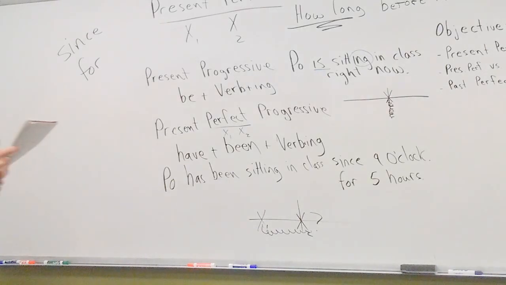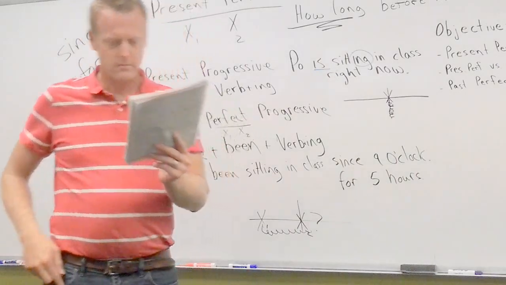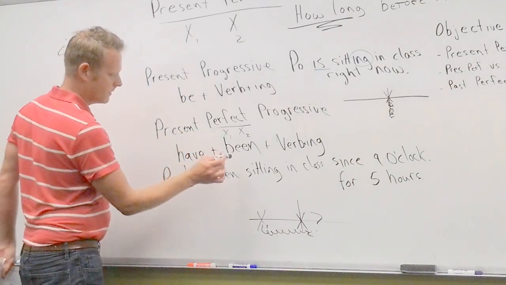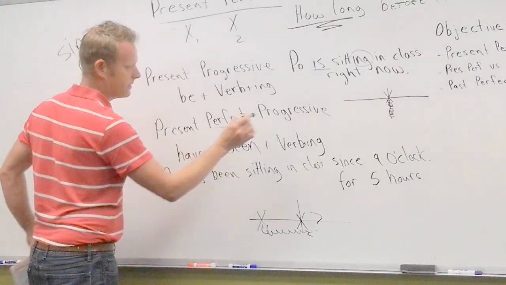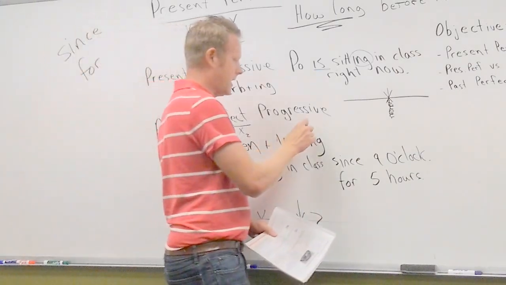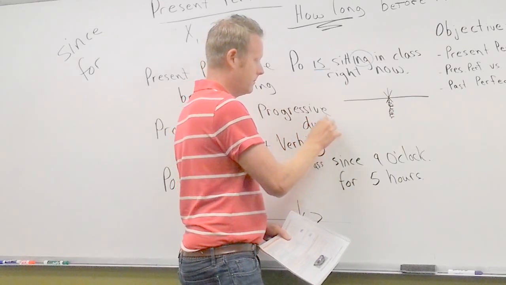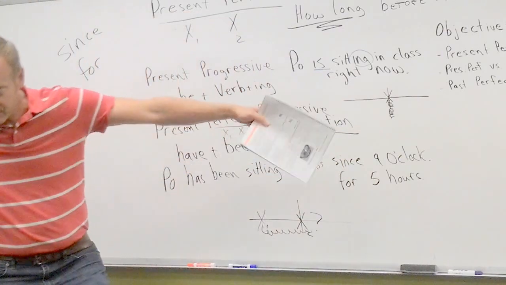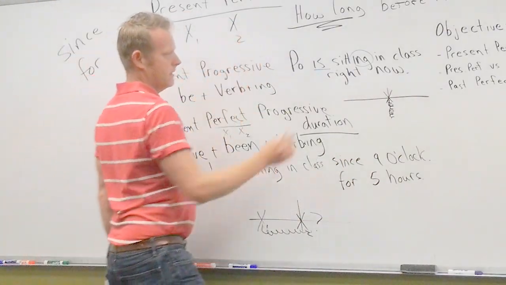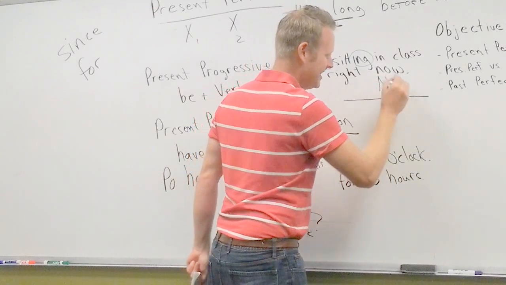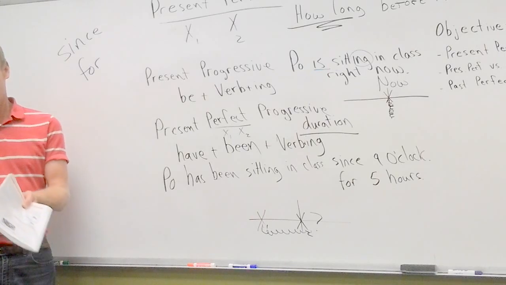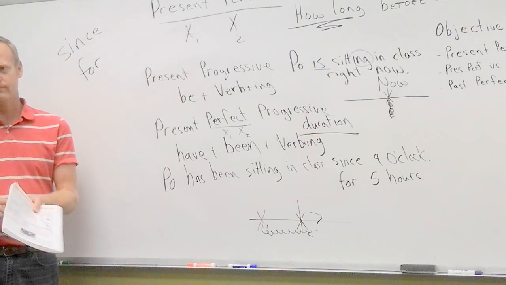Okay? Alright, F, read F. Who has been sitting in the class for 30 minutes? Hey, listen. With the present perfect progressive, you're focusing on duration, or length of time, until now. And with the present progressive, it's going on right now. That's it. It's just in motion now.